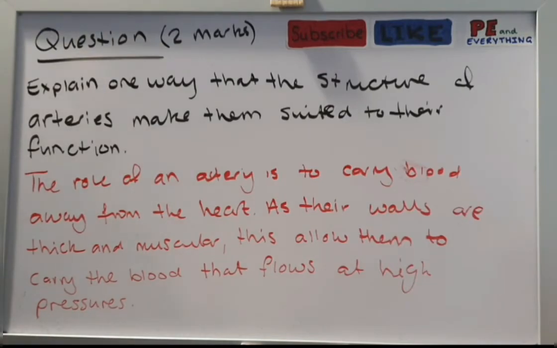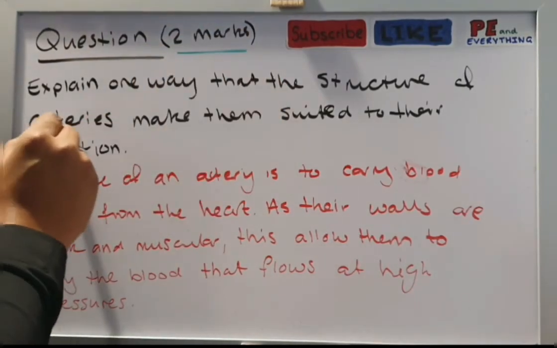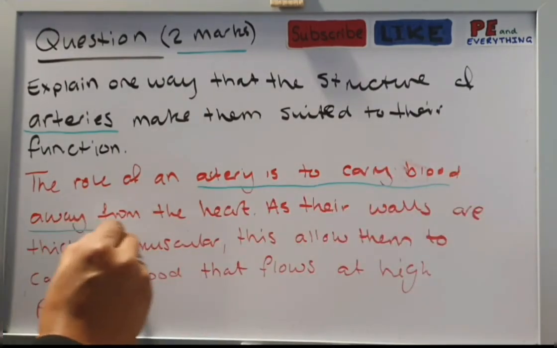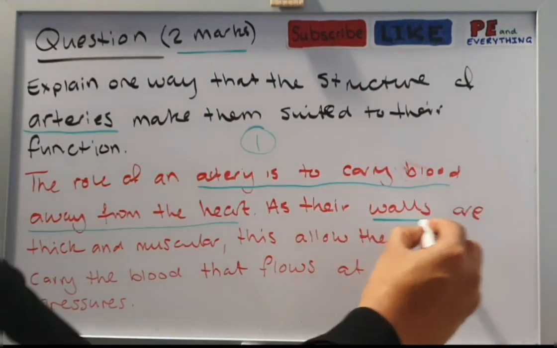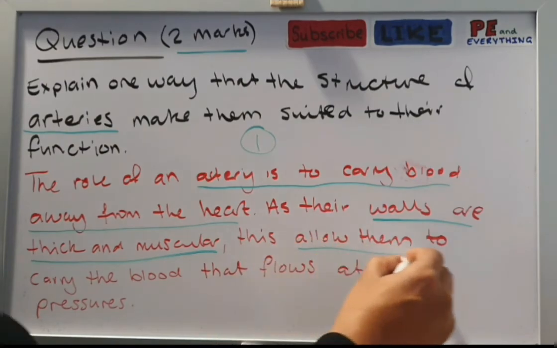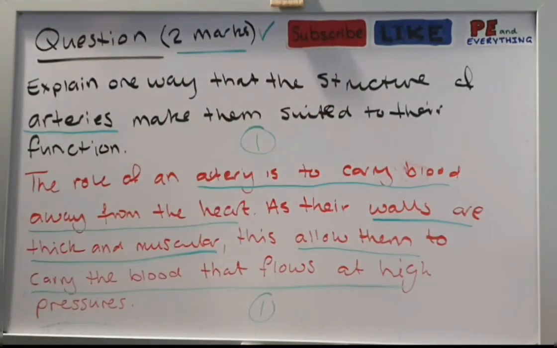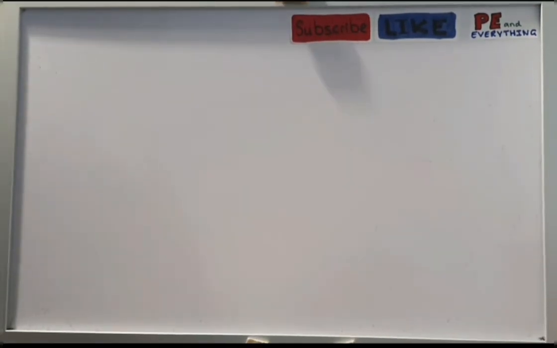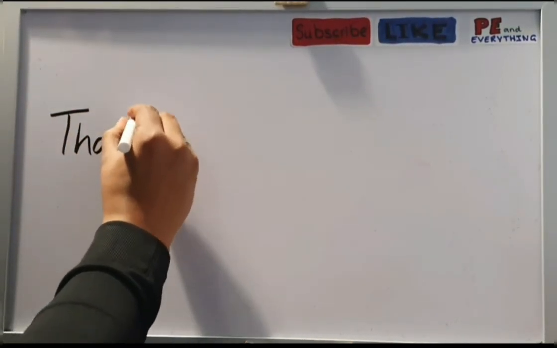We know it's a 2-mark question, so let's break it down. What are arteries? They carry blood away from the heart. And one way that their structure makes them suited for their function, we've talked about the walls being thick and muscular to allow blood to flow through them at a high pressure.